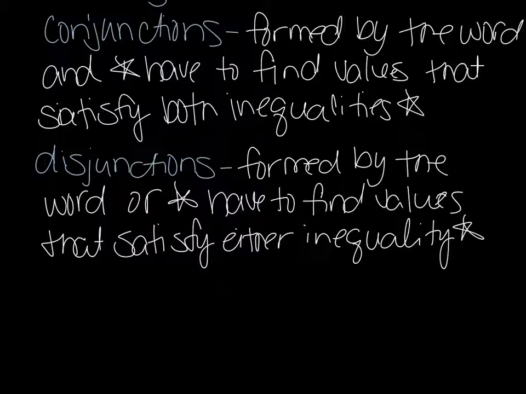It's like if you told me you wanted pizza or a pop, if I gave you pizza or a pop, you should be happy, right? As long as you get one of them. So, disjunctions are formed by the word or, and they only have to satisfy one or the other, right? Whenever we were lined up tallest to shortest, they were either taller than Luke or shorter than Angel. Okay, does that make sense?